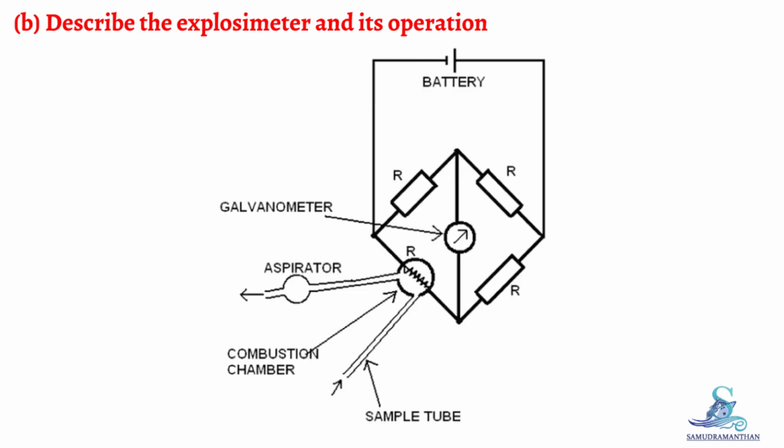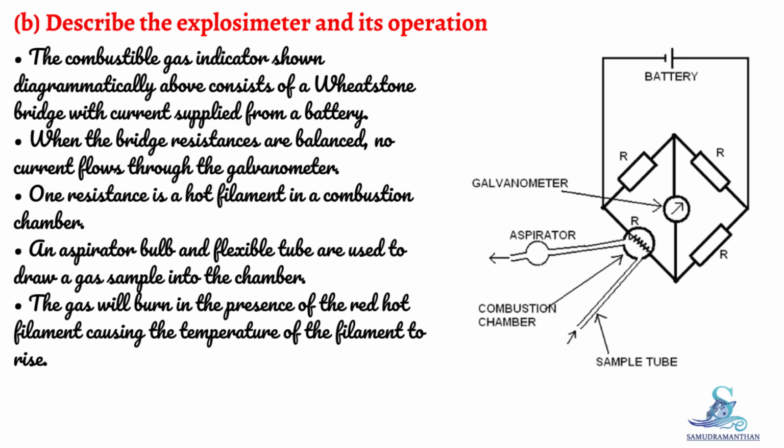Describe the explosimeter and its operation. This is the diagram of an explosimeter. The combustible gas indicator shown diagrammatically consists of a Wheatstone bridge with current supplied from a battery. When the bridge resistances are balanced, no current flows through the galvanometer. One resistance is a hot filament in a combustion chamber.